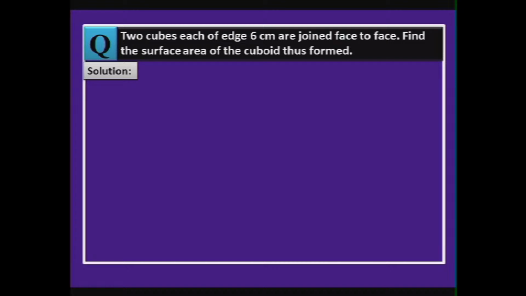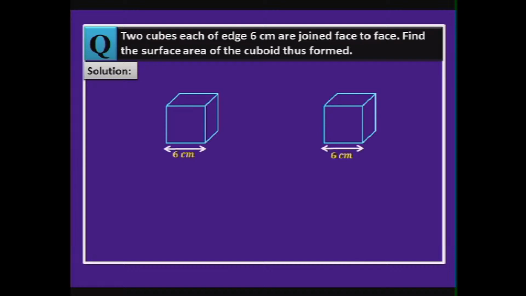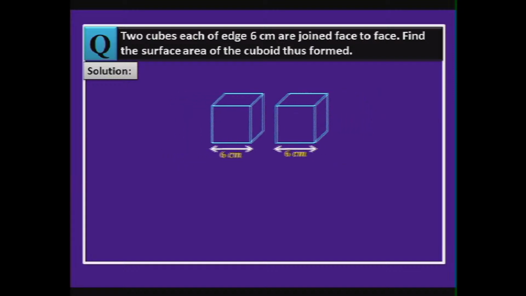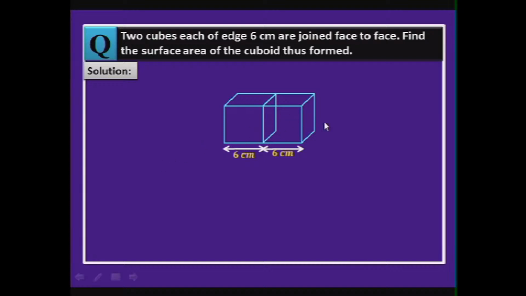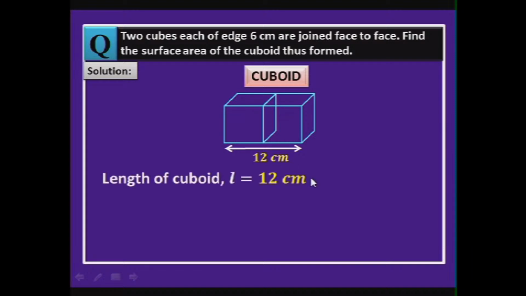So, what is given to us, children? There are 2 cubes. What is the length of the edge? 6 centimeters. Now, what are we going to do? Yes, we are going to join them. Once you join them, what is the figure obtained, children? See, this is one cube and this is another cube. When we join these two, we get a cuboid. Now, what is the length of the cuboid? Yes, it is absolutely right. That is 12 centimeters, because this is 6 and 6. On adding them, we get 12. So, the length of the cuboid is now 12 centimeters.